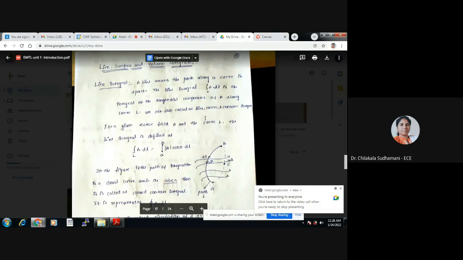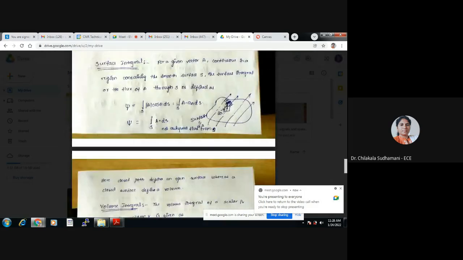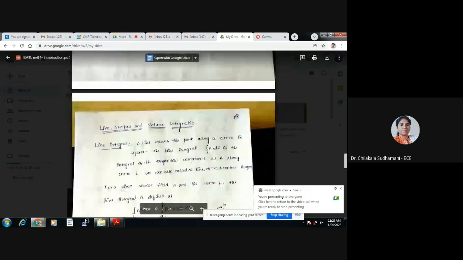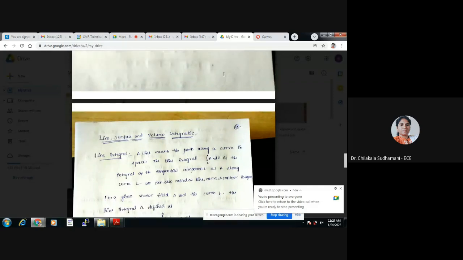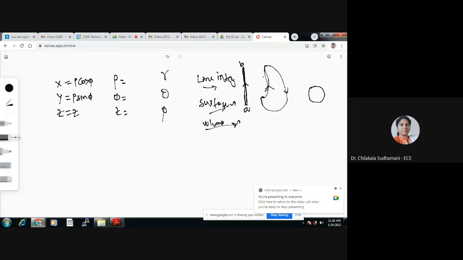So what are line integral, volume integral and surface integral? These three we are going to learn about now. Line integral is also called curve integral. If it is in the form of a straight line, then it is a line integral. If the line is in the form of a curve shape, then it is called a curve integral.